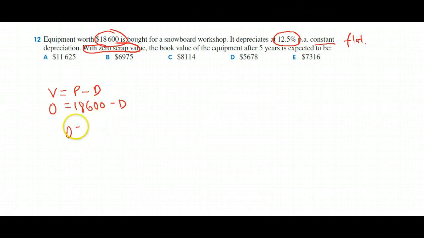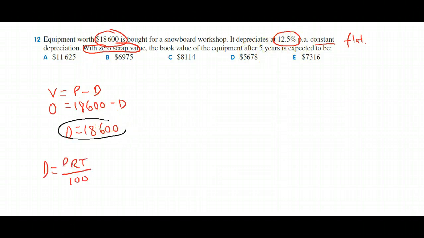So D equals 18,600. Now that D equals 18,600, that's at the end of its life when it's reached this zero scrap value. But then straight away in the question, it tells us that we want the book value after 5 years. So we're not necessarily interested in the scrap value, or the value at the end of its life. Okay, so this appears to be a bit of a red herring, this zero scrap value. We just need to know the book value after 5 years.